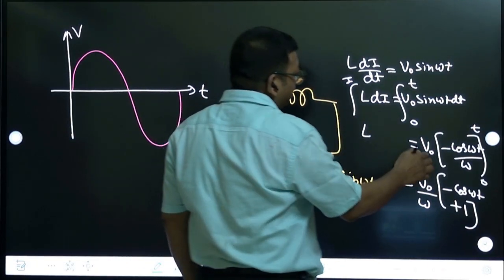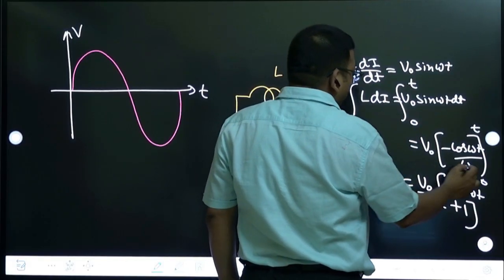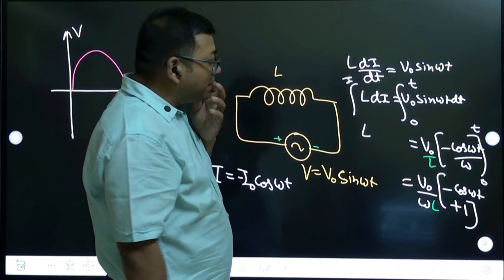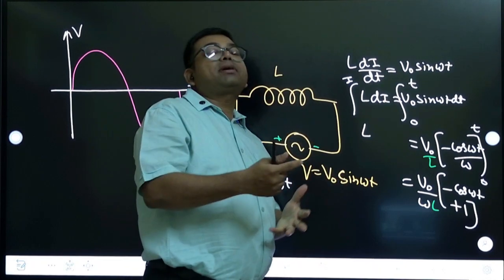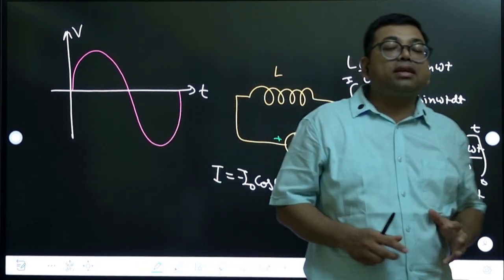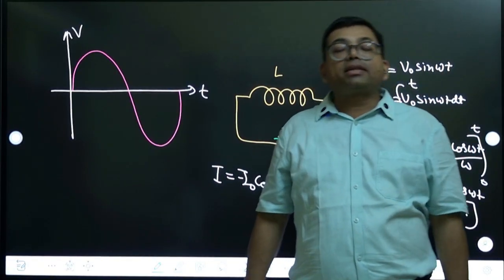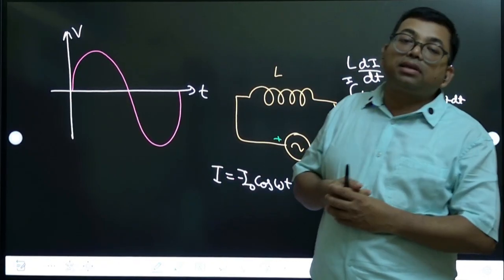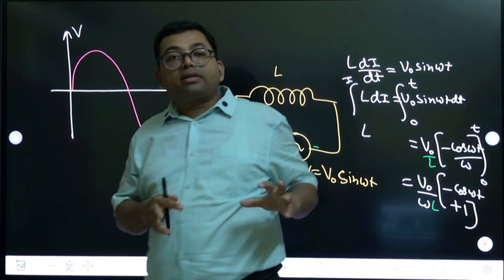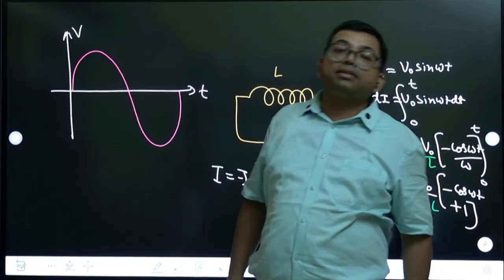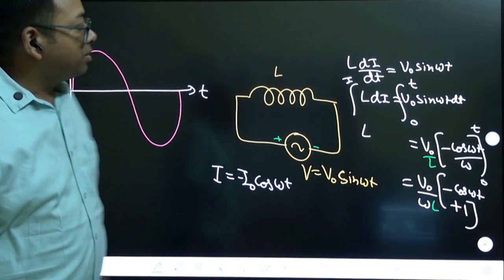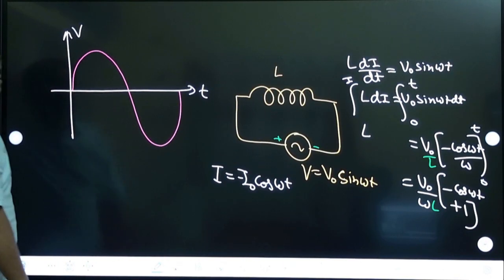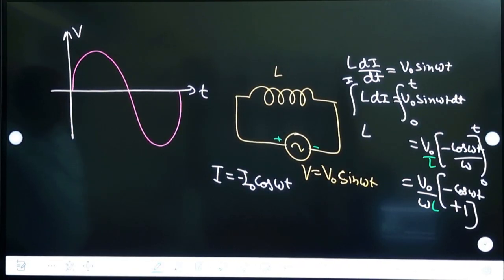This L you can take to this side, and when you take it this side, it will come here, with omega. So the idea is that the maximum current, that means initially itself the current is maximum. Try to understand this. As soon as you connect with the AC source, initially itself the current is maximum. We should not take the initial current as 0. Initially we should take the current as maximum. That is the main reason. But why do we take the initial current as maximum?